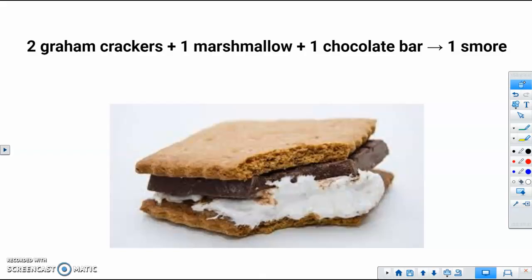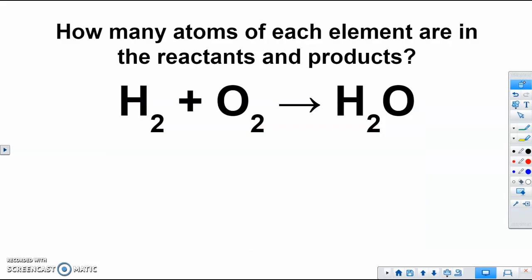Think of it like this. When you make s'mores, you don't just take random amounts of your ingredients and make a random amount of your product. You need 2 graham crackers, you need 1 marshmallow, and 1 chocolate bar, and that's going to give you 1 s'more. Chemical equations are similar. We need to have amounts of reactants and products. For this reason, you will see numbers sometimes in front of the substances in the chemical reaction. And when you have a number in front of something, that number multiplies all of the atoms that are in that molecule by that number.